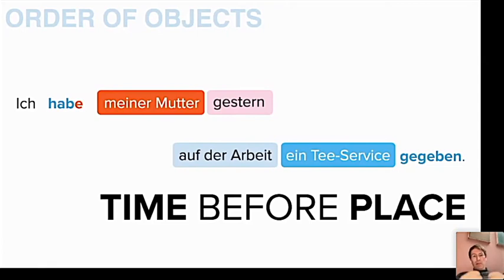And place could be a place where you already are at, or it could be a place that you're heading towards. So I could say, ich bin gestern zur Arbeit gefahren, so I'm driving to work. It means I'm heading towards work. This is the most important rule. Dada, if you want to put meiner Mutter ein Teeservice in the proper order, and time before place, yesterday at work. And that's different in other languages. Keep that in mind. Temporal, local, just a different way.